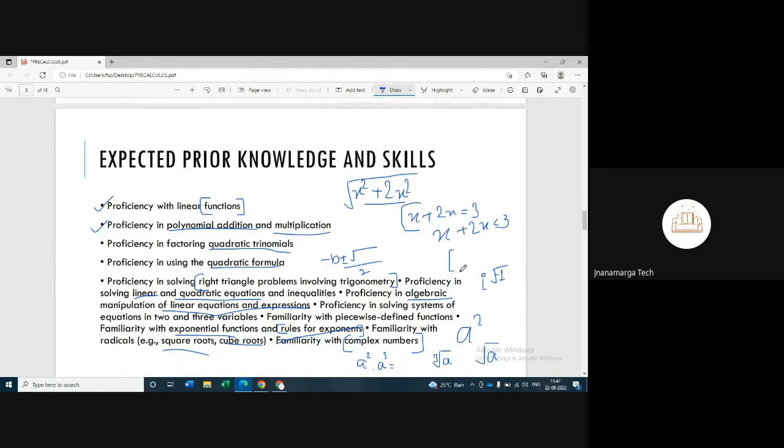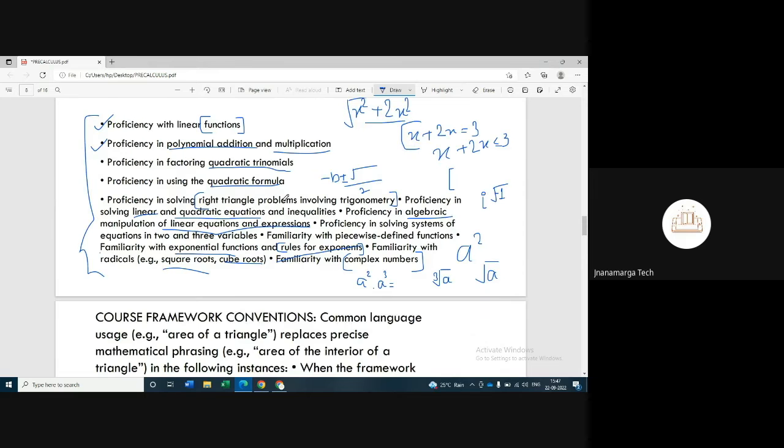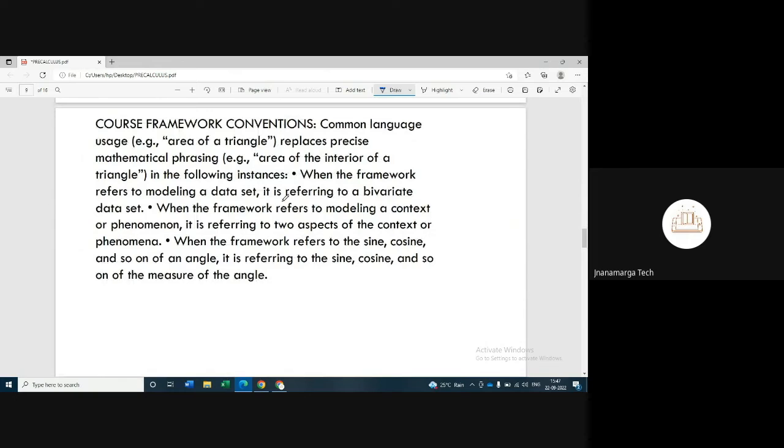And once we have all of this prior knowledge and skill, you do not have to be a master in this, but if we have this thing of strong basics of these things that you must have learned until now, we will be able to apply these topics over here, so as to make a strong base in mathematics, which will further help us in AP Calculus and college level mathematics. Further, there are certain conventions, some common language usage that we need to know, which is going to be uniform throughout the course.